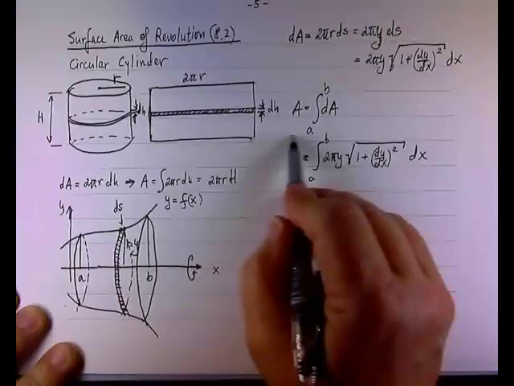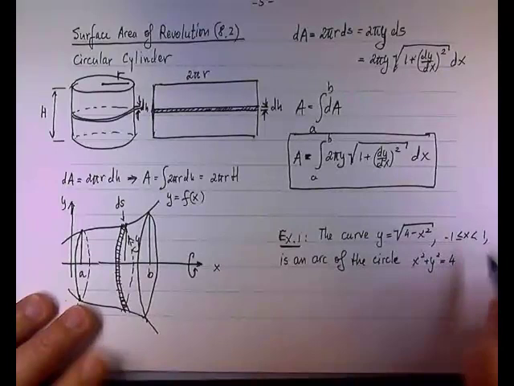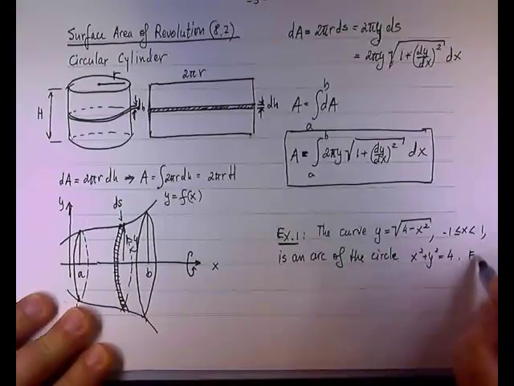So here goes. The first example, the curve y equals the square root of 4 minus x squared, and x goes from, let's say, negative 1 to positive 1, is an arc over the circle. Do you know what circle we're talking about? x squared plus y squared equals 4. You knew that, but you were too shy to speak to me.